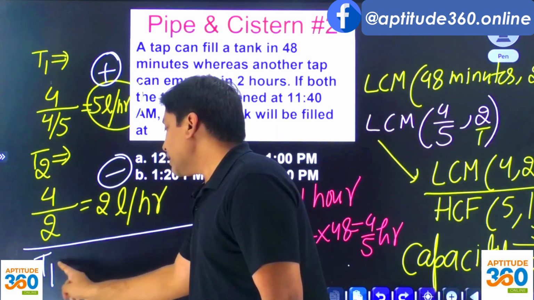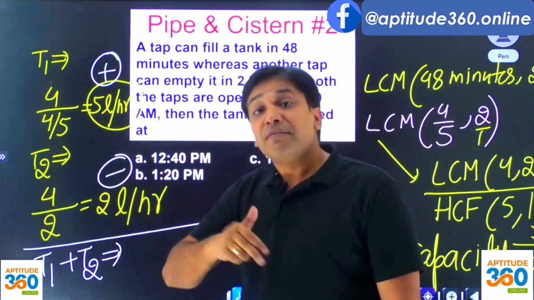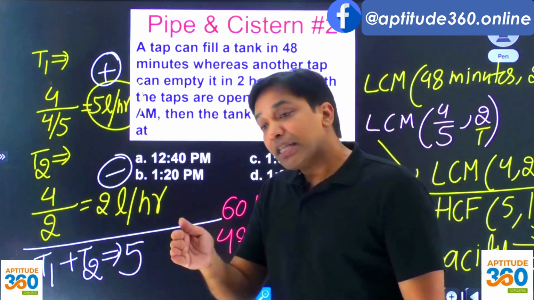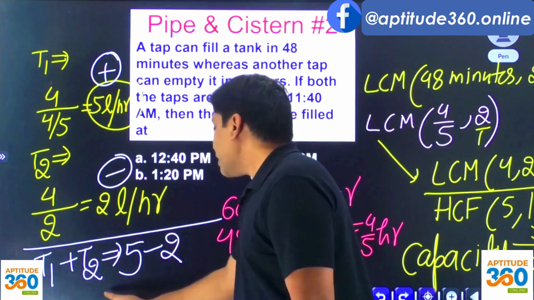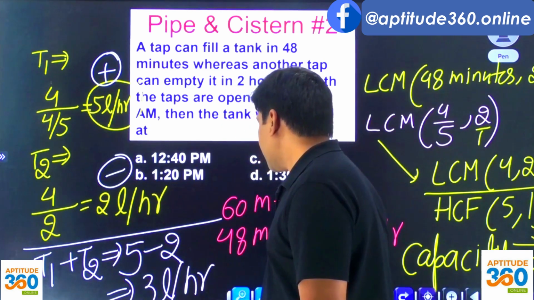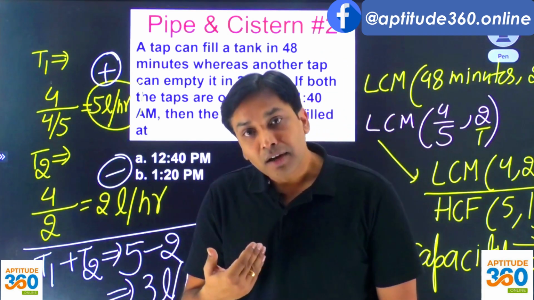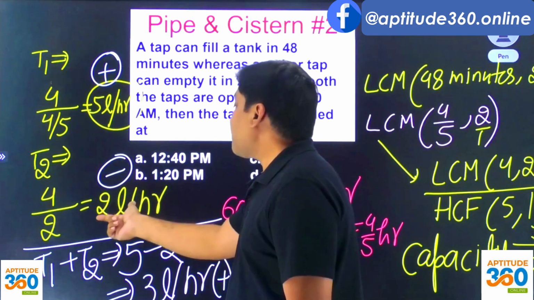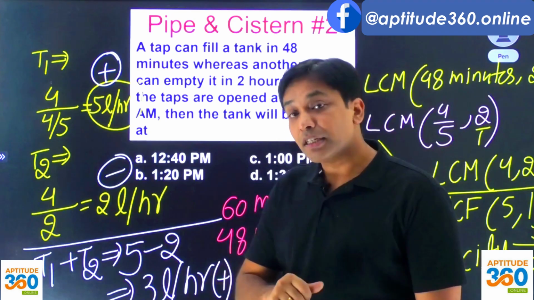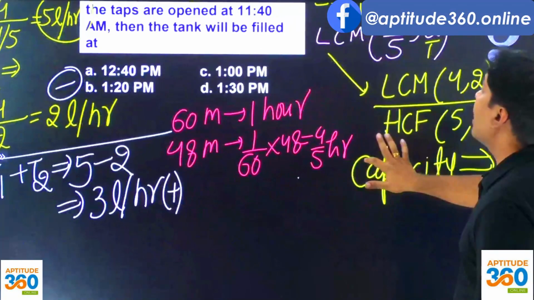So can I say that when tap 1 and tap 2 both are open, tap 1 is filling at the rate of 5 liters per hour, whereas tap 2 is emptying at the rate of 2 liters per hour. So effectively this is going to be 3 liters per hour positive work. In 1 hour, how much water went in? 5 liters. In 1 hour, how much water went out? 2 liters. So effectively, in 1 hour how much water is left? 3 liters. And what is the capacity of the tank that you have taken? The capacity of the tank is 4 liters.